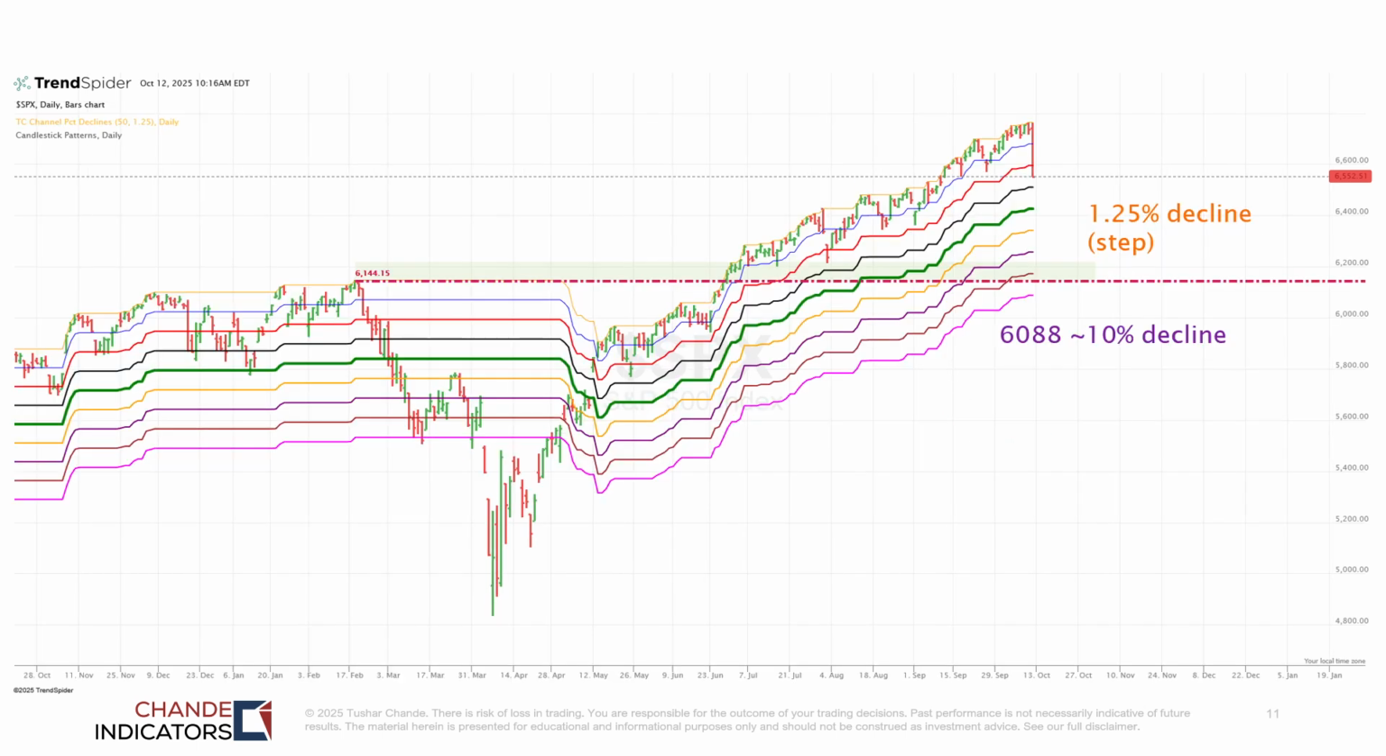This is daily data for the S&P 500. This is a complicated chart, but each step or each line represents a 1.25% decline from the highest high, or the most recent highest high. So this gives you a sense for what the drop would look like in terms of percentages. I've marked the February highs at around 6144, and then 6088 sort of would be a 10% decline, and this is in the general region of the support area that we've talked about. So that just gives you a calibration for what the declines look like when converted to percentages.